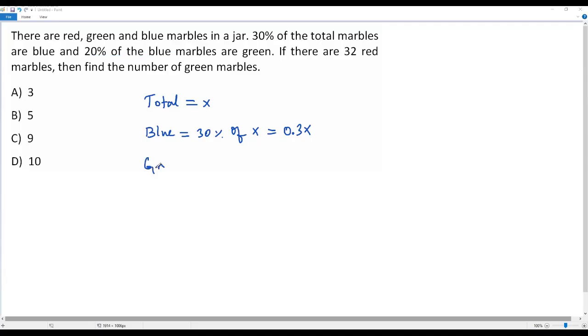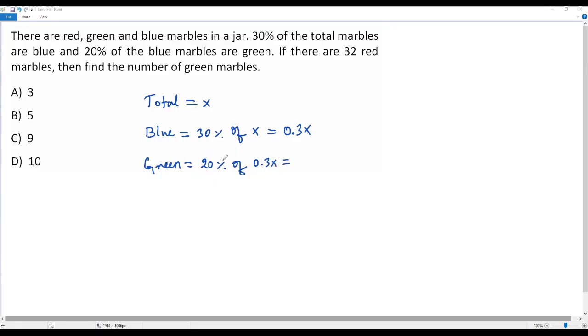Now let's find the number of green marbles using this piece of information. Let me write the stuff over here. To get the number of green marbles, we have to take 20% of the blue marbles. Already we got the number of blue marbles, that is 0.3x. So 20% of this 0.3x equals the number of green marbles. Then we have 20% of 0.3x. So this expression represents the number of green marbles.